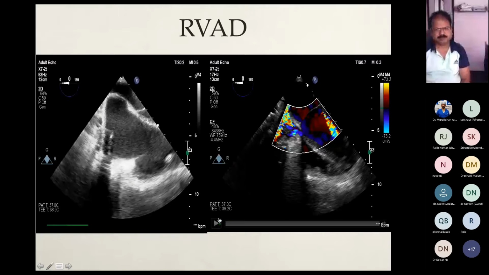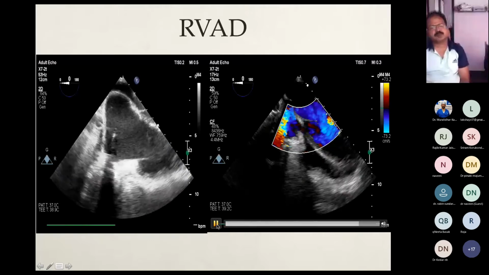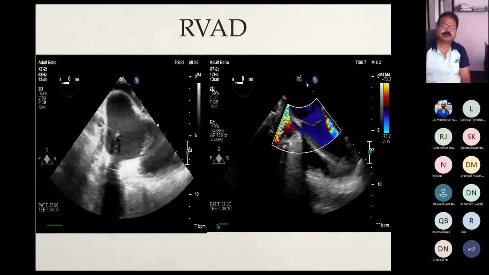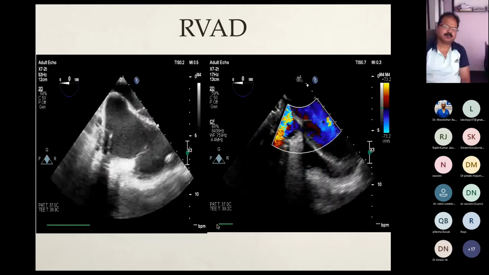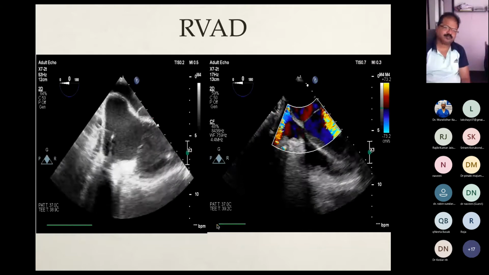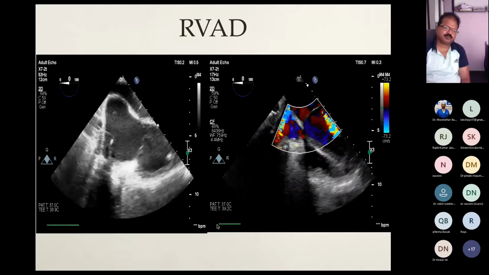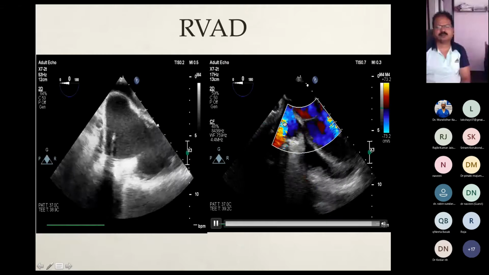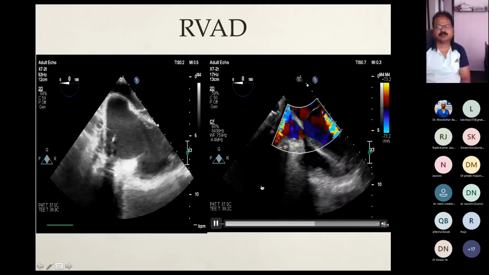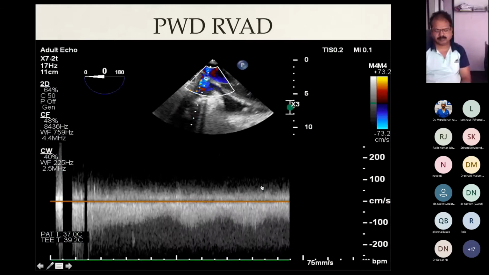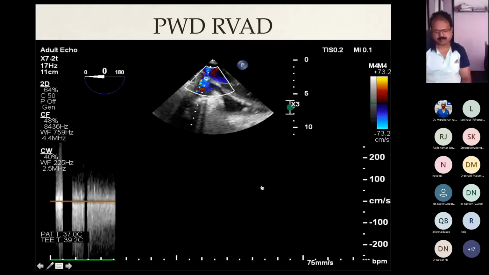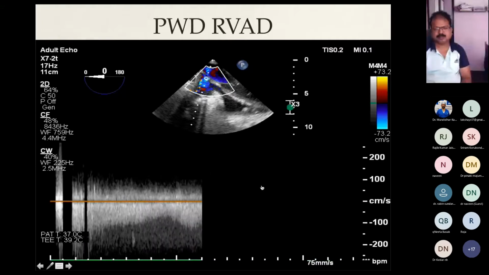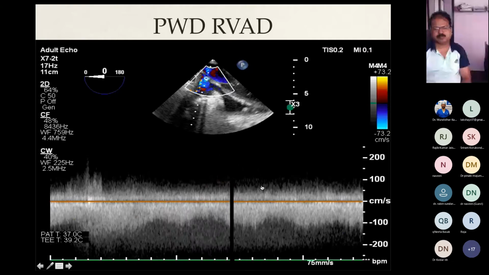So once after implanting the LVAD, with inotrope and nitric oxide, if you can't optimize the RV function, then the only way is an RVAD. RVAD is usually temporary. Here on the left side you can see the RA cannula, and when you put color across the cannula, you can see continuous flow, and with Doppler you can see the continuous flow of the RVAD. And the weaning of the RVAD, I think if we have time, we'll discuss that.